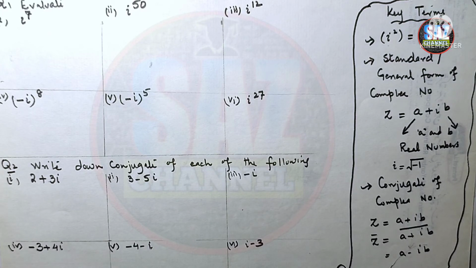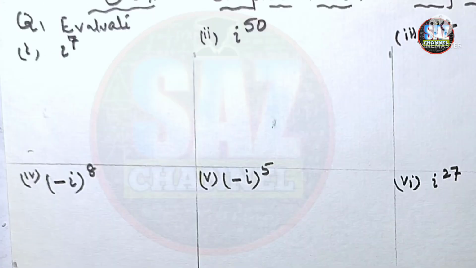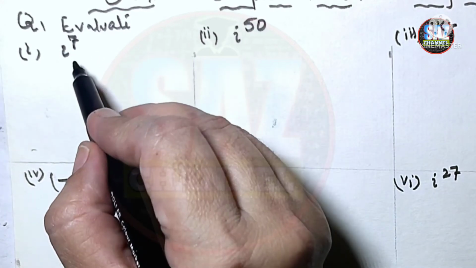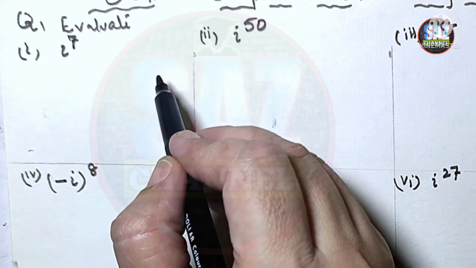And moving to question number 1, question 1 says that we have to evaluate the given parts, and in all these questions we can see that we are given different powers of iota. We know the simple rule that in order to evaluate iota raised to the power of any number, we have to express the given number as powers of iota square.